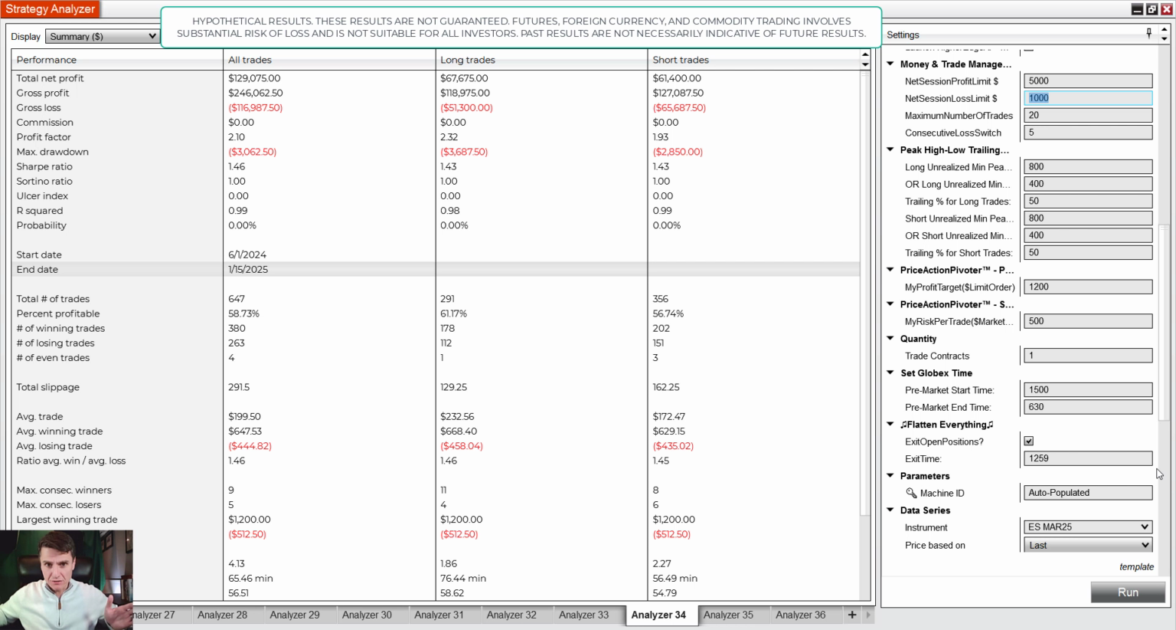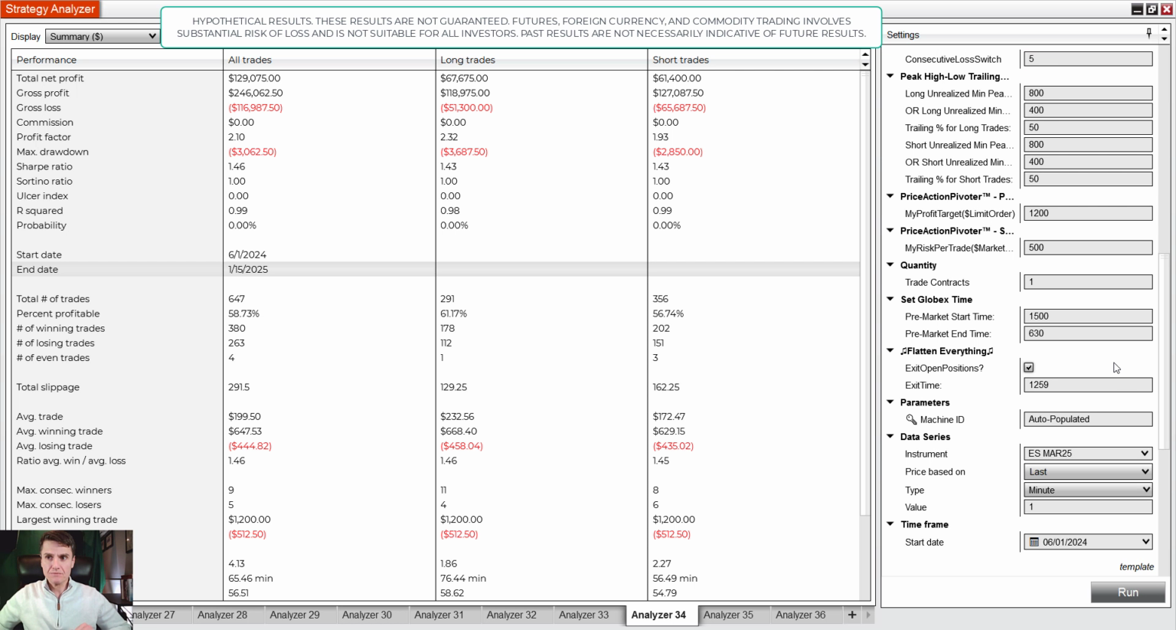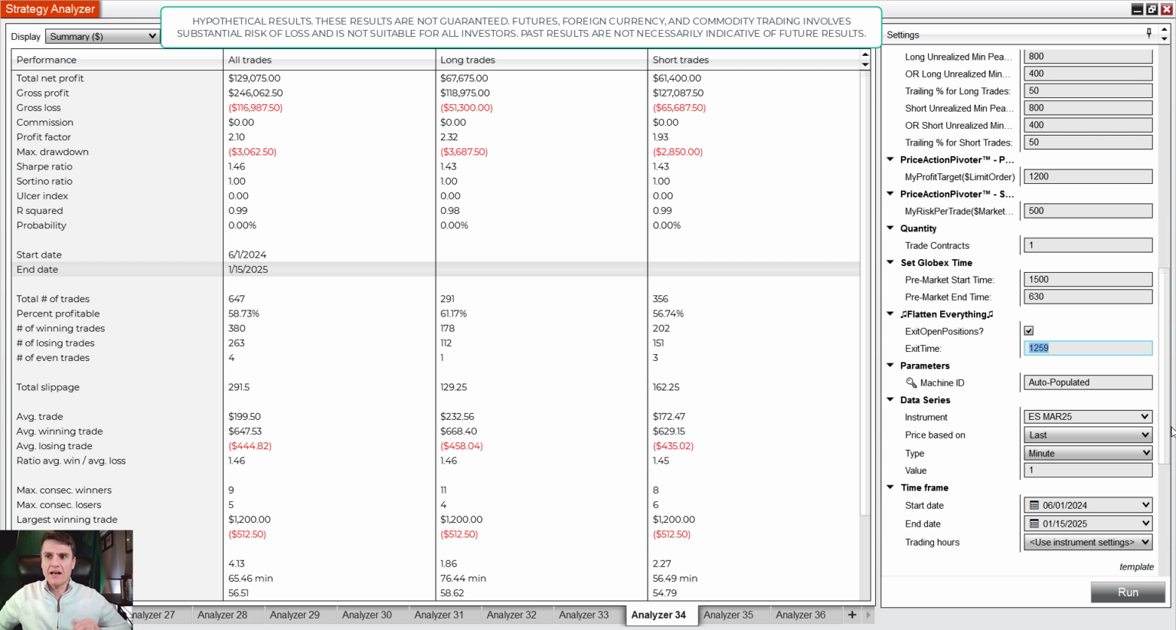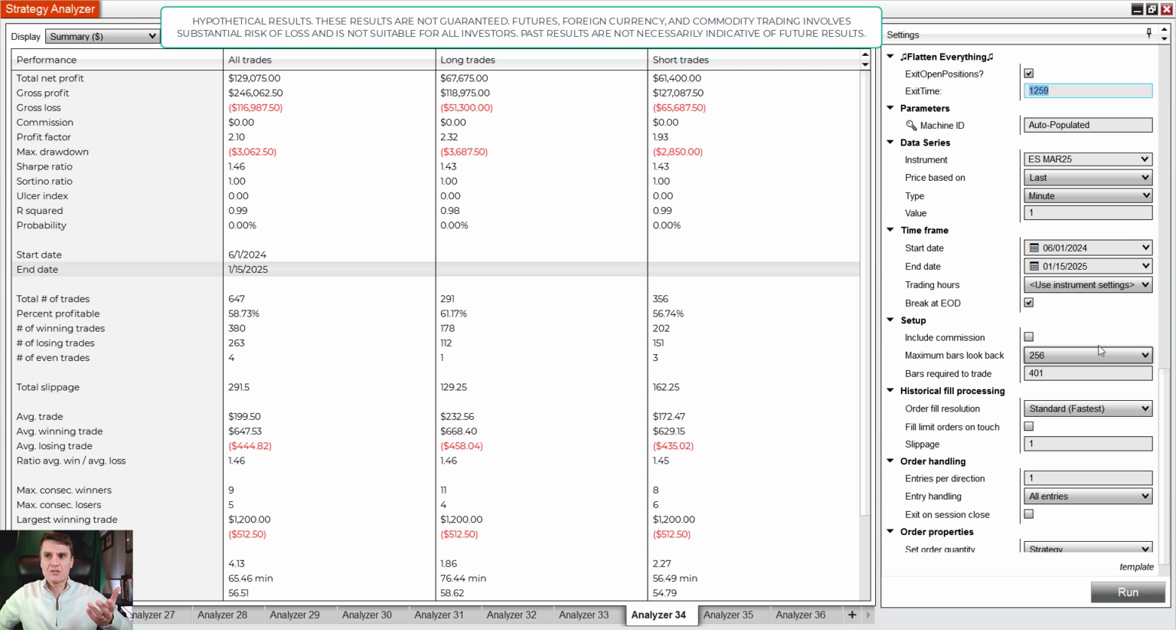So for that session, you're done. It's going to look for additional trades during the next session. So it's looking to flatten everything in at 12:59, 1 minute before RTH close. This is June 1st to 01:15. Now I generated the ES signals 30 days at a time, and I'll show you what I mean.